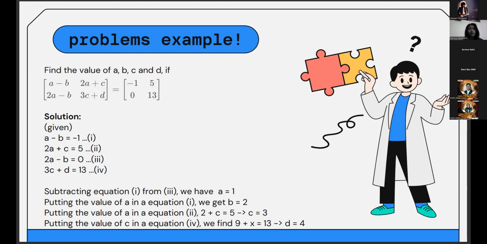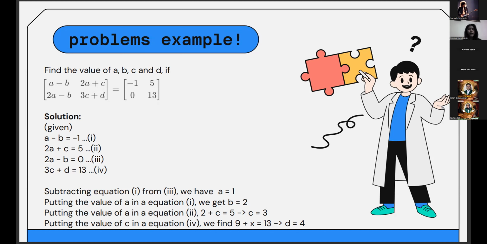So the solution is that we know that, given, a minus b is -1. That is the first one. And the second one, we know that 2a plus c is 5. The third one, we know that 2a minus b is 0. And the fourth one, we know that 3c plus d is 13. So we have a equals 1.